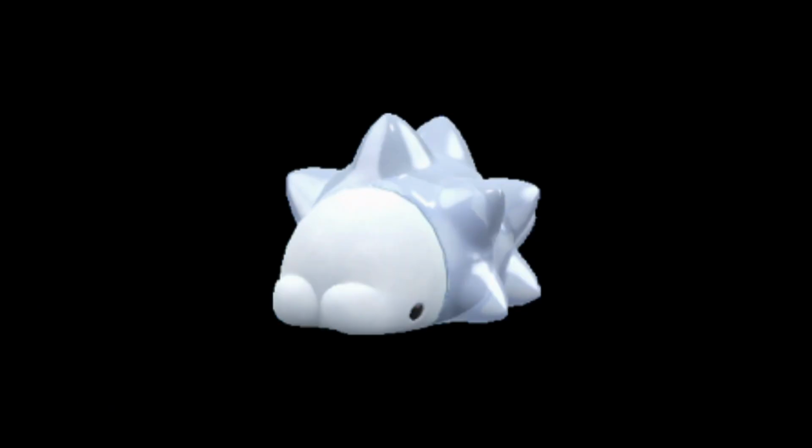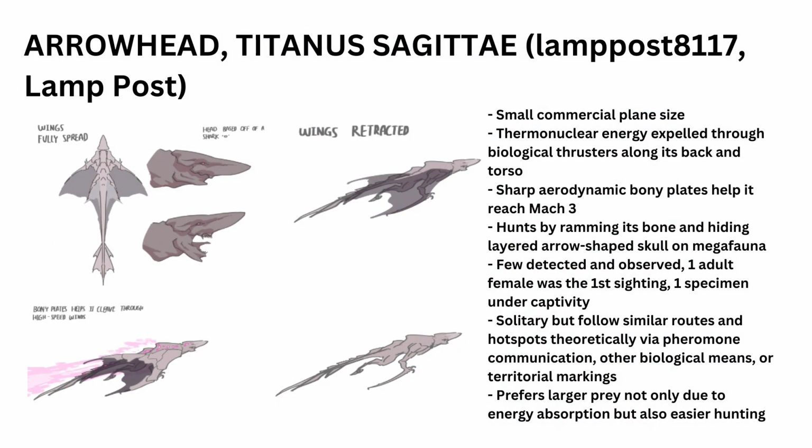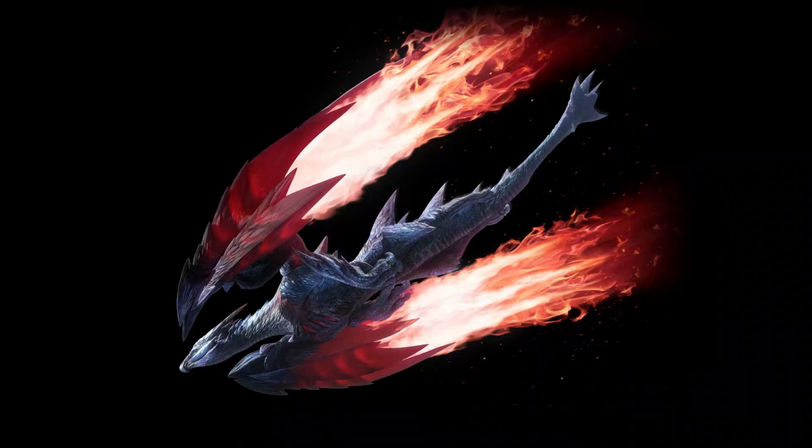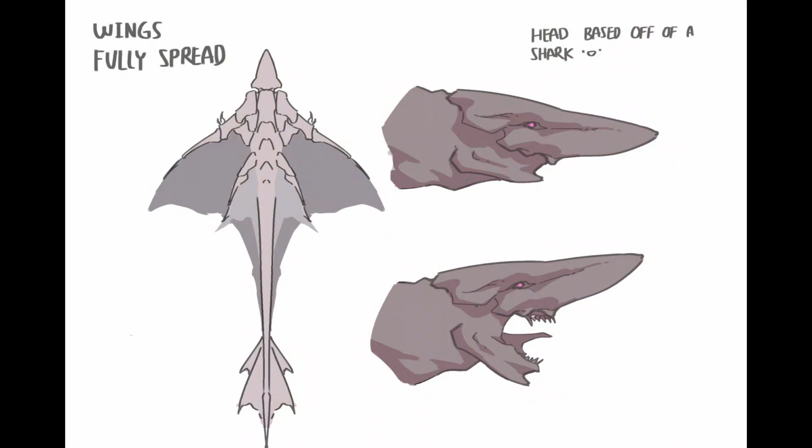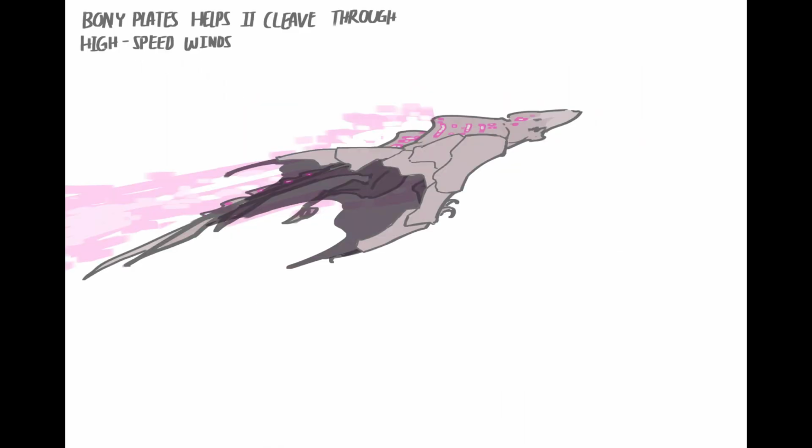For second place, we have Lamppost and their wonderfully drawn thermonuclear-powered flying kaiju reminiscent of Valstrax, aptly named the Arrowhead, a rarely seen solitary hunter close in size to a small commercial plane, using its Mach 3 speed and a thickly layered skull to ram its prey.